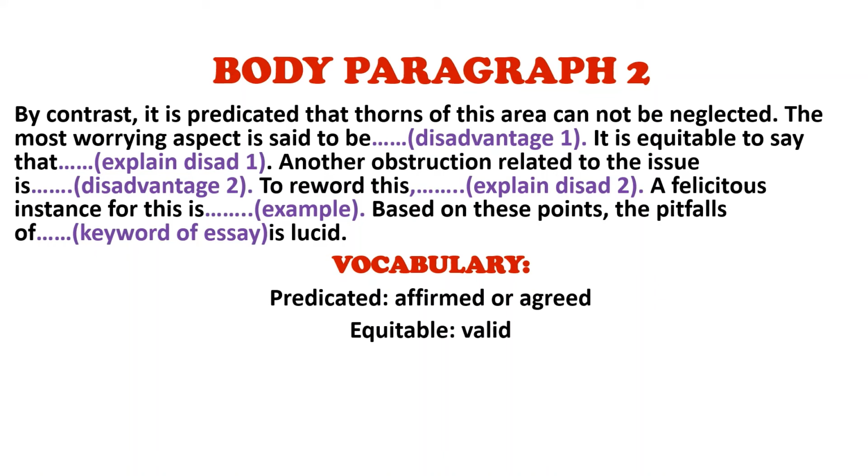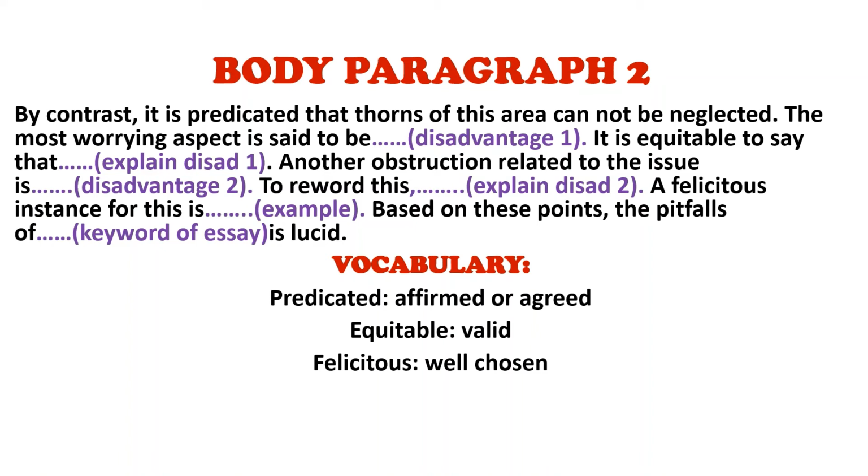Another obstruction related to the issue is, now I'm not giving some example from our disadvantage 1, but I'm giving for disadvantage 2. So I'm moving to the next disadvantage, that is the con. Another obstruction related to this issue is your second disadvantage. To reword this means to rephrase it, to put it in another way, to explain it further. So this is also one of the phrases used to explain your idea. To reword this, you are going to explain your second point.